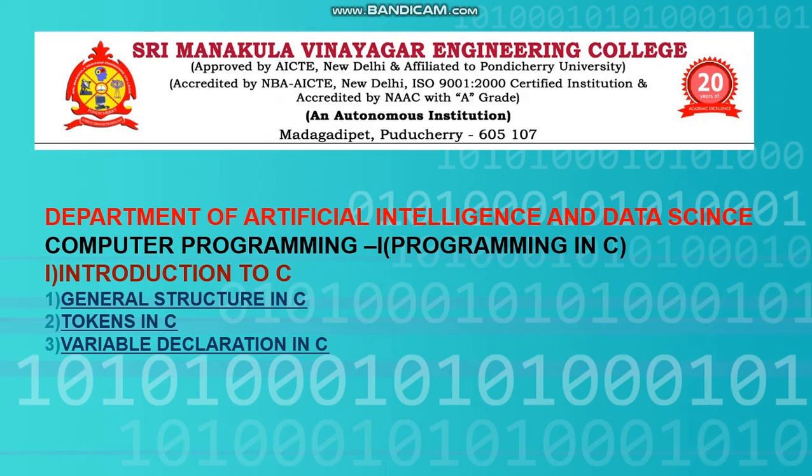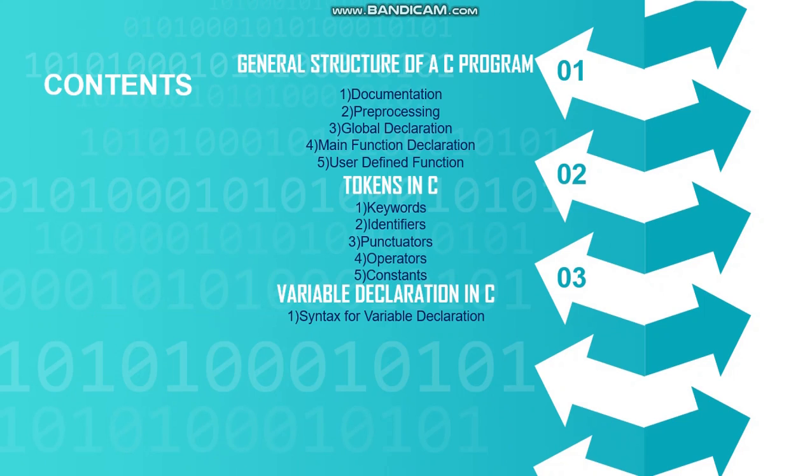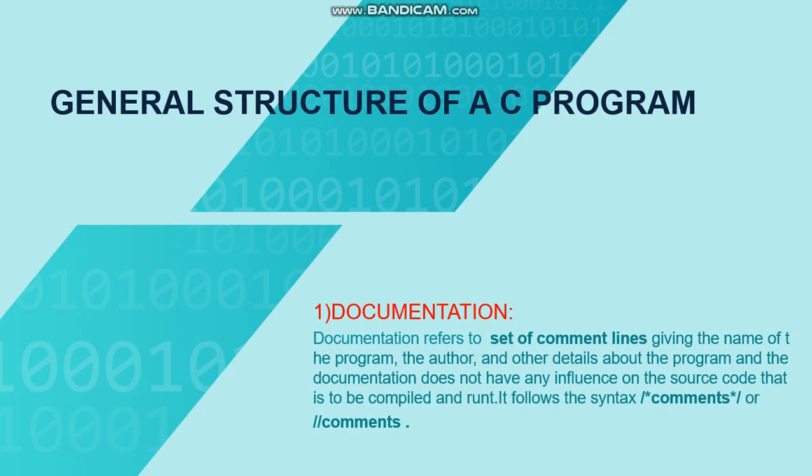Hello everyone, this video covers the general structure, tokens, and variable declaration of a C program. The general structure of a C program is divided into 5 categories: documentation, pre-processing, global declaration, main function declaration, and user-defined function. The first part is documentation.